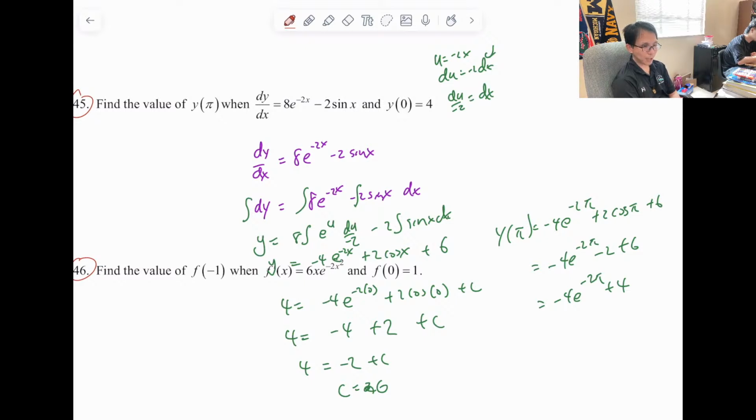And then if I integrate that, it's going to be negative 4e to the negative 2x. Integration of sine of x is going to give you 2 cosine of x plus c. And I plug in 0, I got 6. Now, after I got 6, I plug in pi because they want a pi. Very good question. Very hard question, I think. If you got it right by yourself, good job.